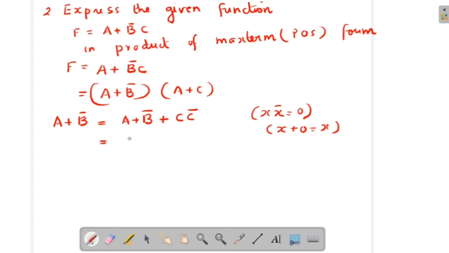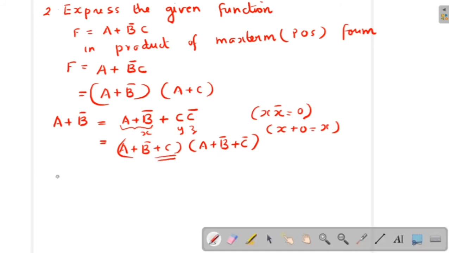Okay, now apply the distributive law. So take this as x and this as yz. So x plus yz is equal to (x plus y) into (x plus z). That is (a plus b complement plus c) into (a plus b complement plus c complement), right? So now each term contains three literals. Okay, now the second term is a plus c.